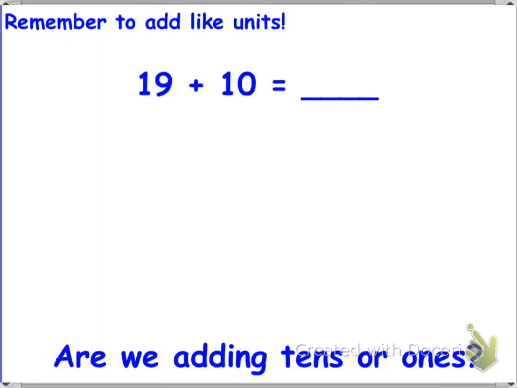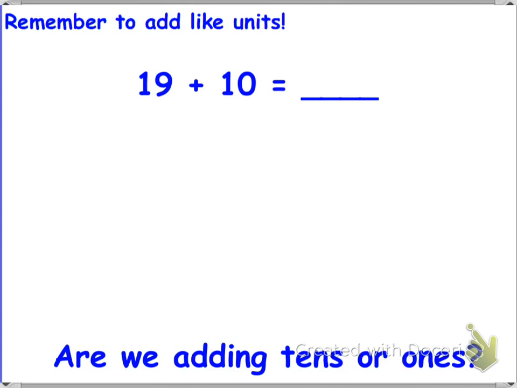Today we're going to be talking about Module 4, Lesson 16. And in this lesson, we're going to be talking about being able to add ones and ones or tens and tens. Now, this lesson could be a little tricky because you have to be able to know if you're going to be adding tens or you're going to be adding ones.